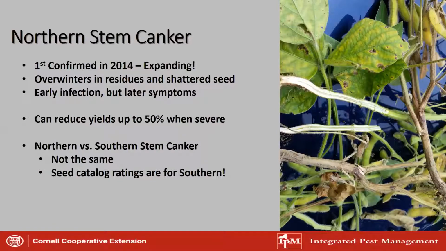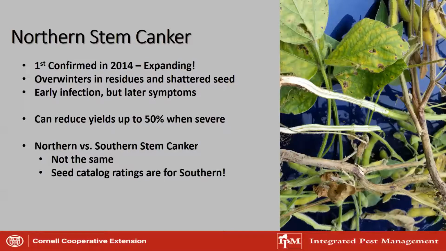And it's important to know that I'm emphasizing northern stem canker because there are 2 different variants of this disease, northern and southern stem canker. They are 2 very different diseases caused by 2 distinct pathogens, separated typically by geography, although we did confirm southern stem canker up here in New York as well, but by far northern stem canker is the biggest problem.